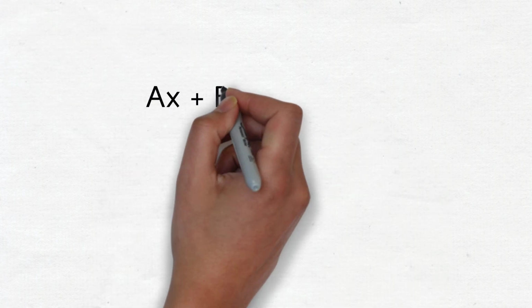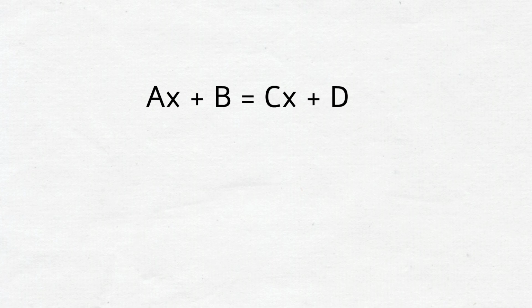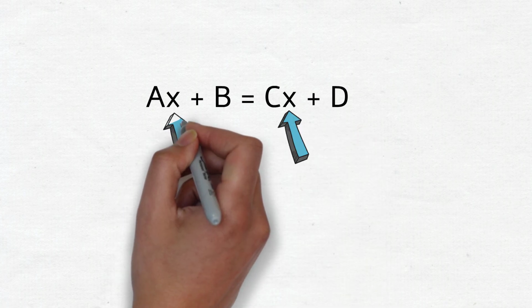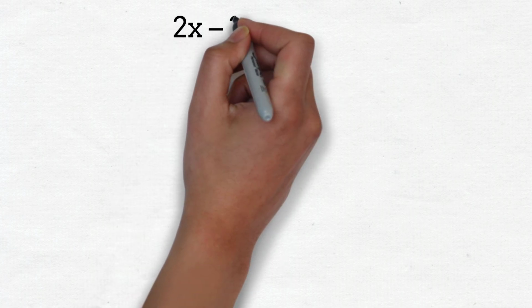Hello, students. Today we are going to discuss the linear equation having variables on both sides. For example, 2x minus 3 equals x plus 2.